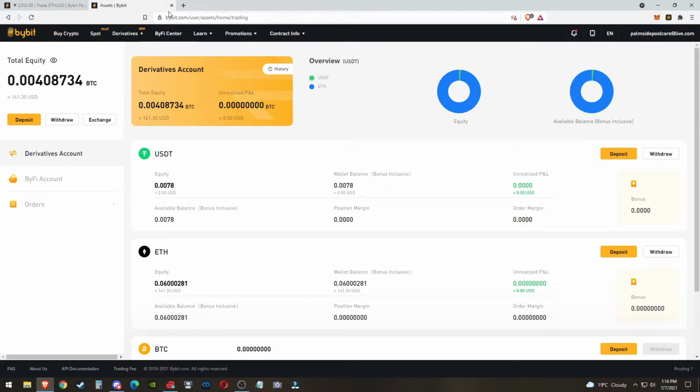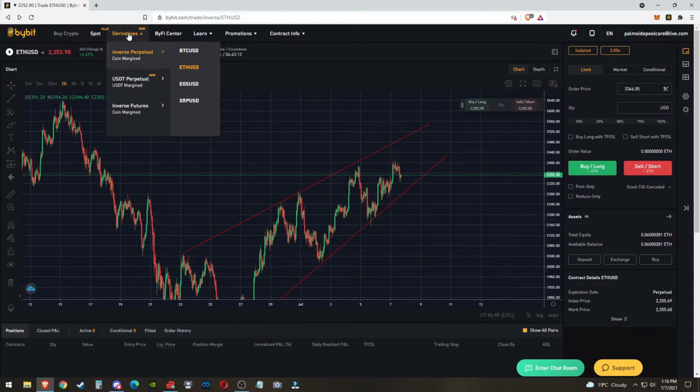Let me see here. We can jump right in here to derivatives. Now you have basically three different types here. This is a newer one here. I would mainly recommend these top two. Inverse perpetual trades are basically coin margined. What that means is that all of these, you can trade BTC to USD, ETH to USD, EOS to USD, and XRP to USD. When these contracts settle, or basically when your trade wins or loses, it will pay you out in the coin.